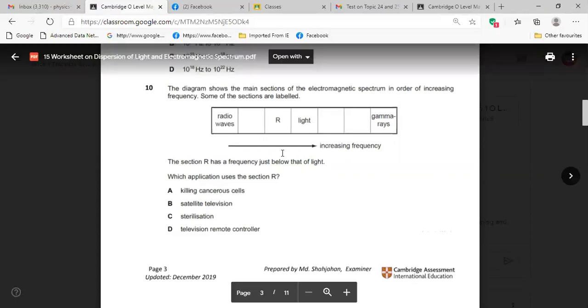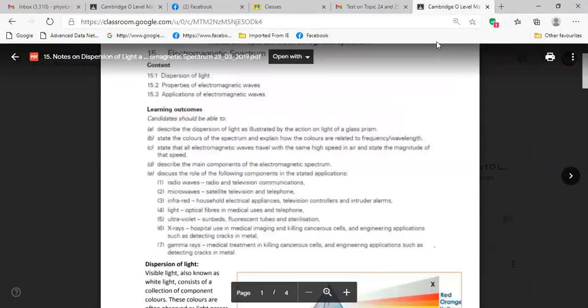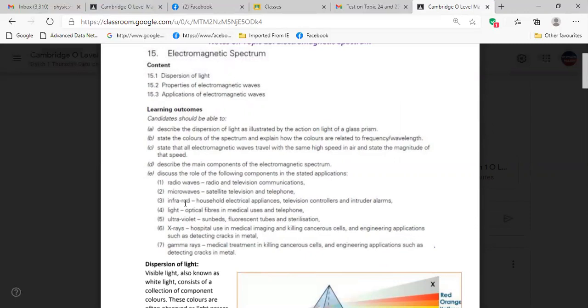Now, what is the application of infrared? Already we got it in the list, right? Read it. See what's written beside infrared. Can you read again, Ravi? Household electrical appliances, television controllers, and intruder alarms. Again, read. Household electrical appliances, television controllers, and intruder alarms.